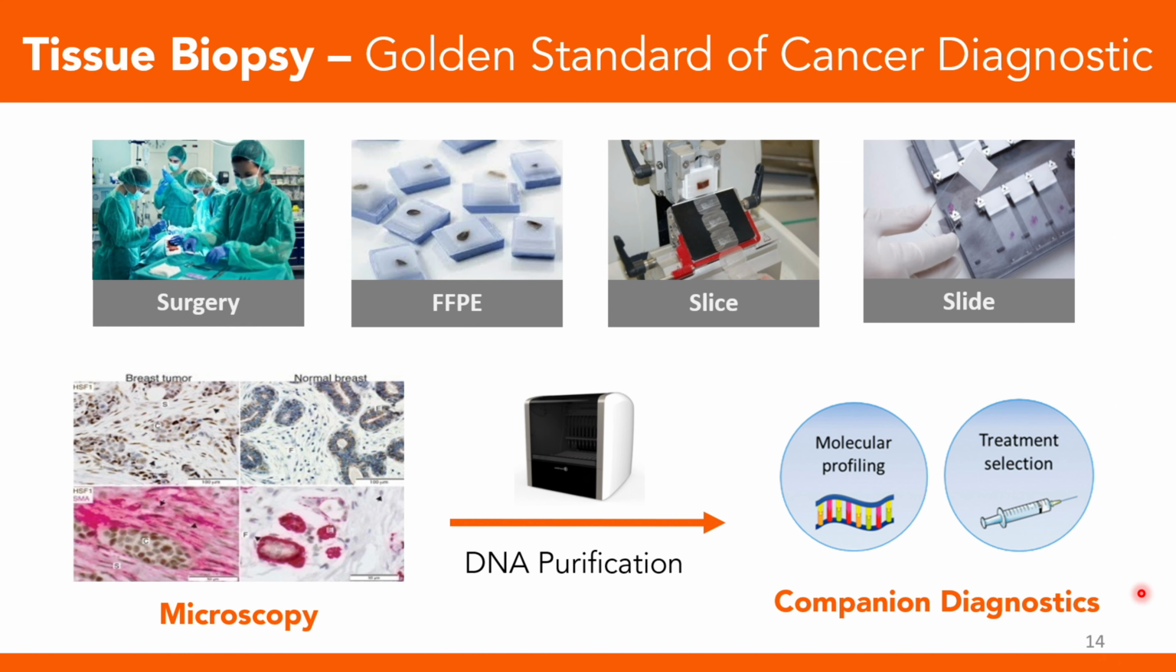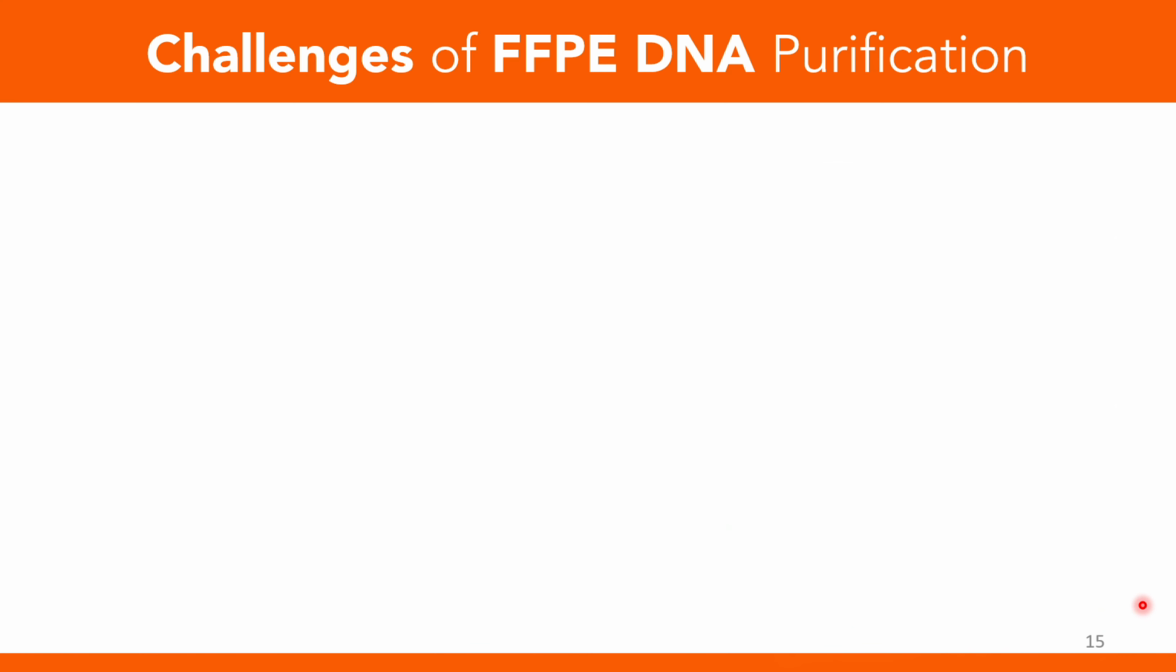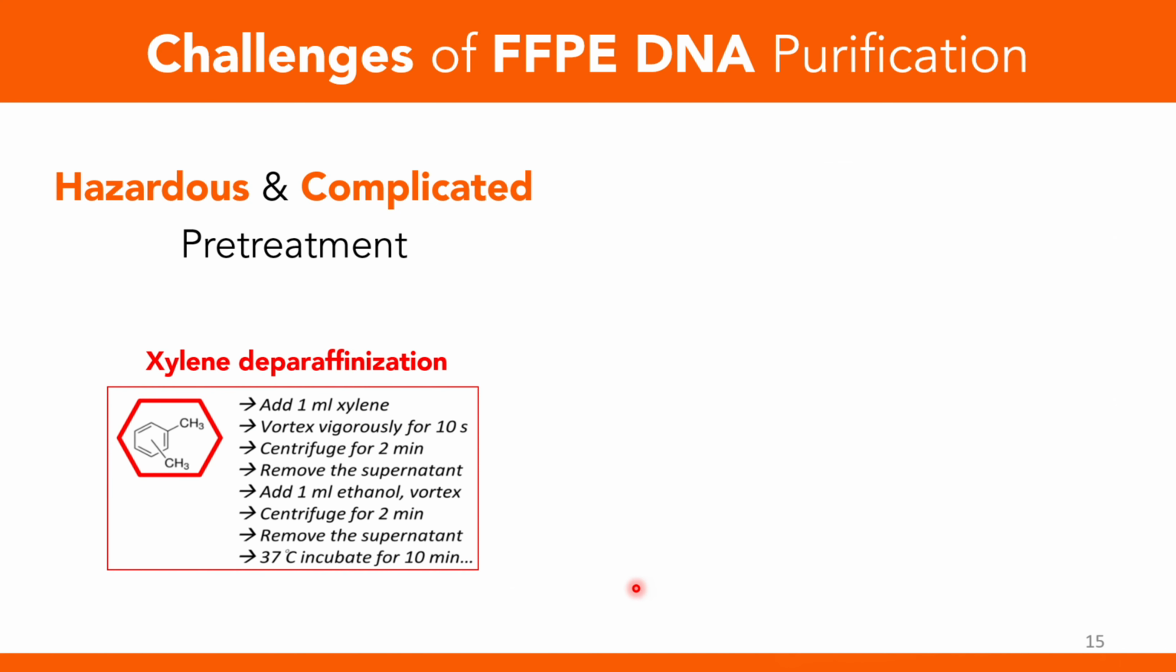There are different subtypes, and for different subtypes, maybe there are proper treatments for them. So we need to do molecular profiling. And this kind of molecular profiling, we call it companion diagnosis. And for companion diagnosis based on FFPE DNA, there are also two challenges.